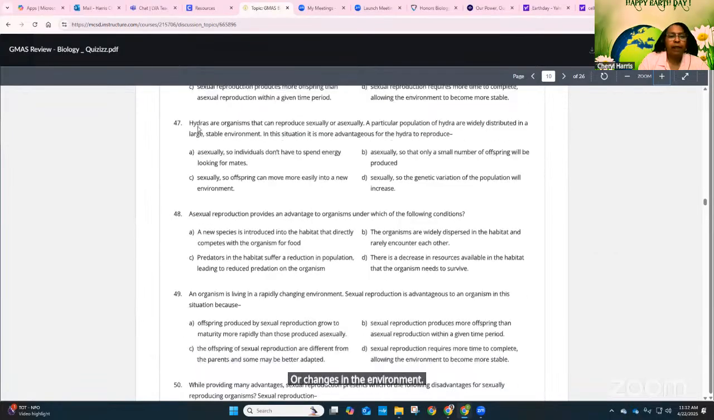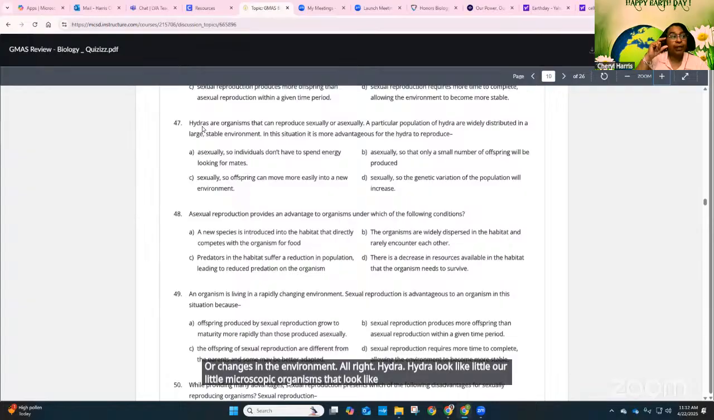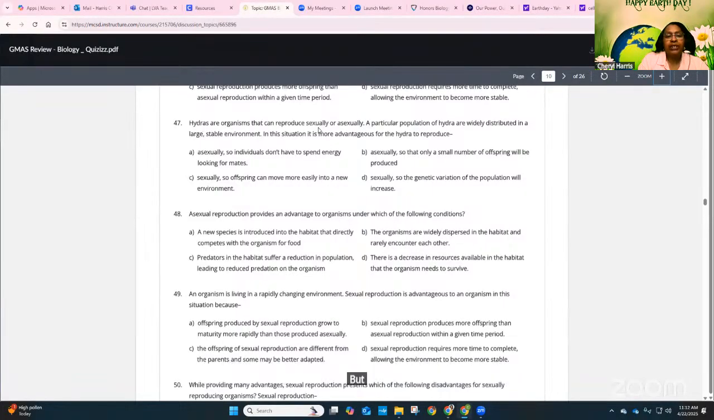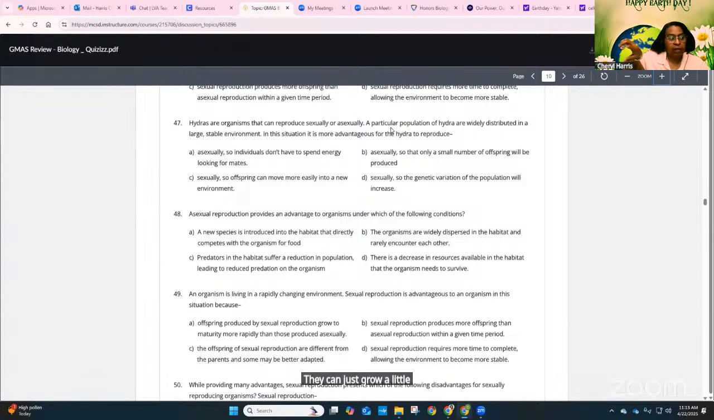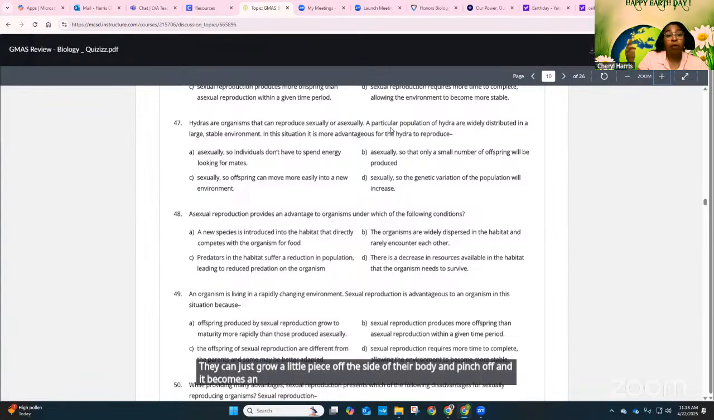All right. Hydra. Hydra look like little microscopic organisms that look like an octopus or a squid. They are organisms that reproduce sexually or asexually, which means they have the ability to do one of the processes of asexual reproduction called budding. They can just grow a little piece off the side of their body and pinch off and it becomes an organism. Or you can have a male and female hydra and they reproduce sexually.